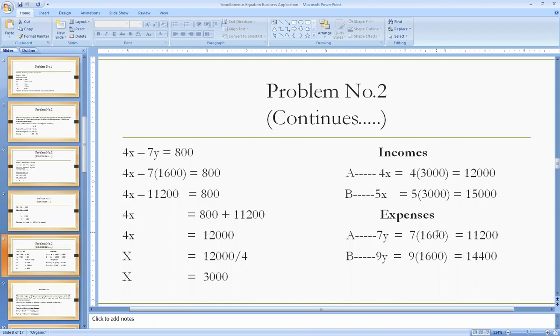Similarly, we have to calculate the expenses. The ratio of expenditure of A and B is 7y and 9y. So 7 into the y value 1600 becomes 11,200. Similarly, B's expenditure is 9y equals 9 into 1600 equals 14,400. So this is how we calculate the values of incomes and expenses.